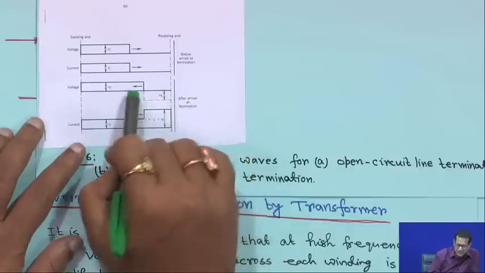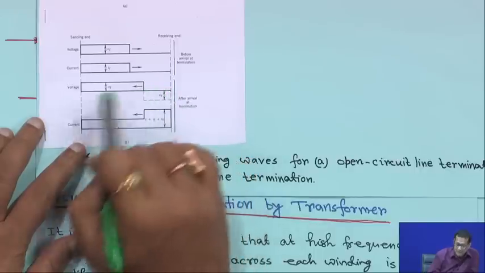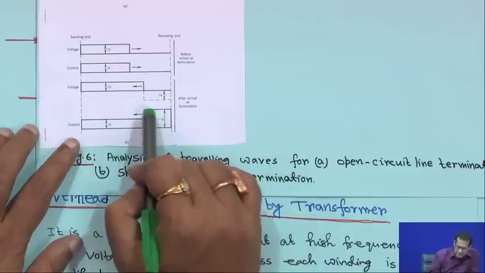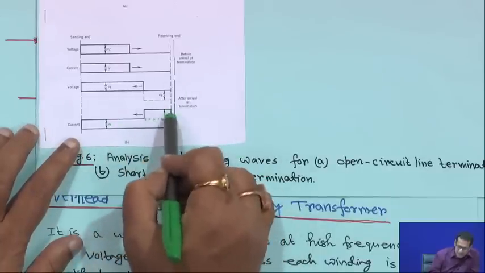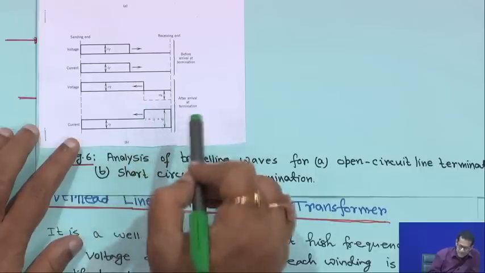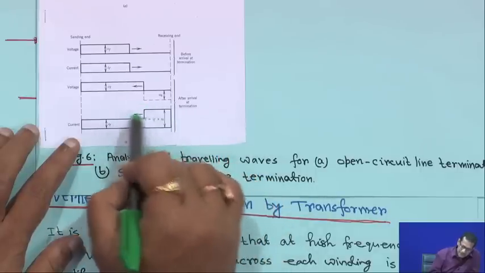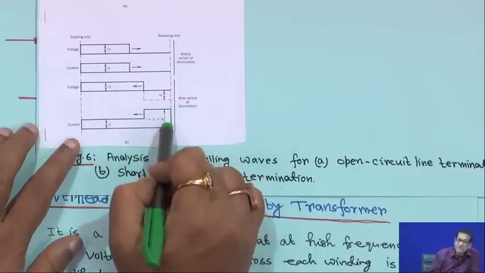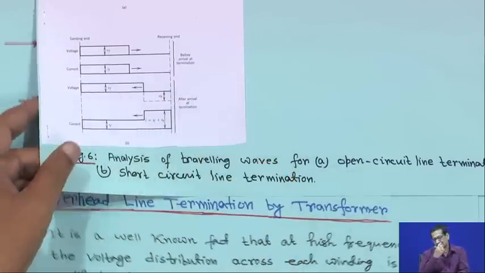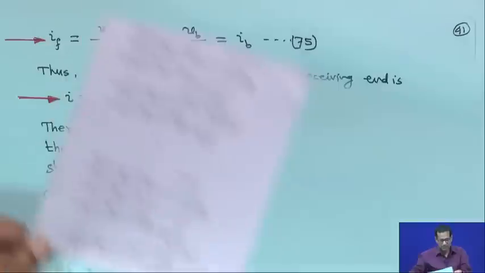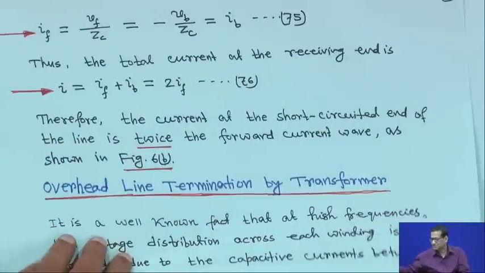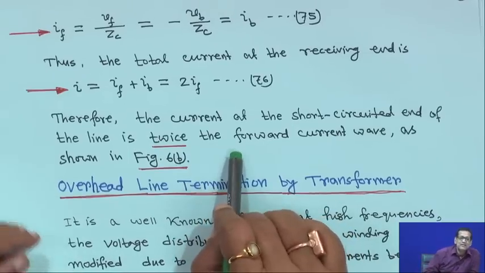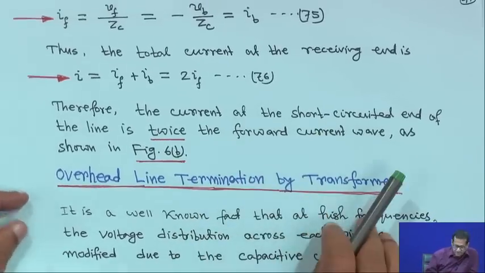So it is just along this line only, but current is double. This is I_f, and this is I_b. So I_f plus I_b, I_f is equal to I_b, that means it is moving from right to left. So I is equal to 2 I_f. So current has become double after arrival at termination, after reflection, right. So this is understandable to you, how things actually happen. So this is understandable, open circuit and short circuit, right.